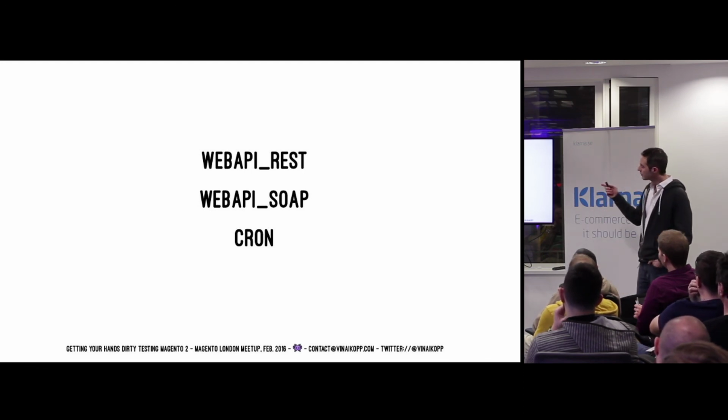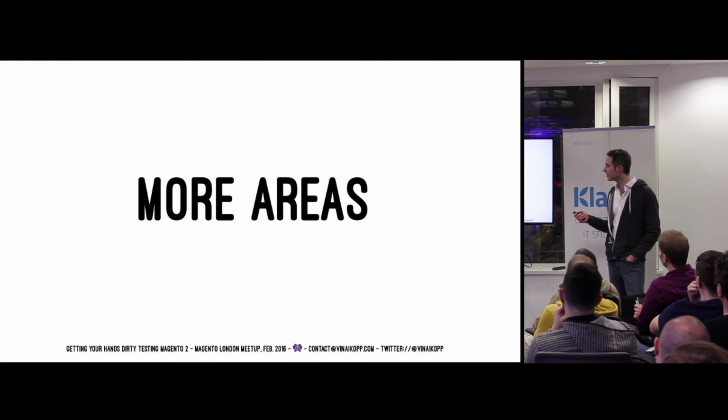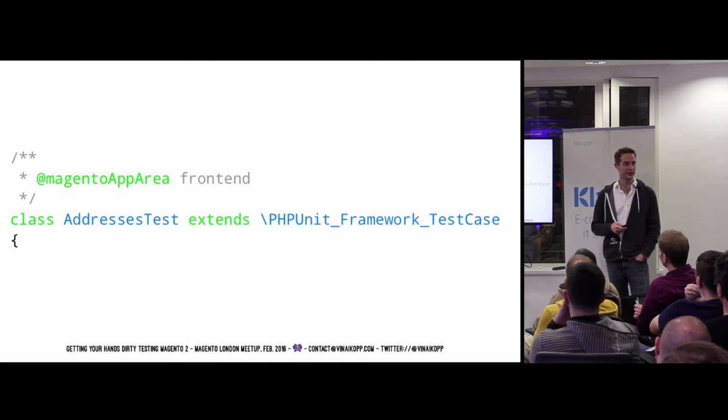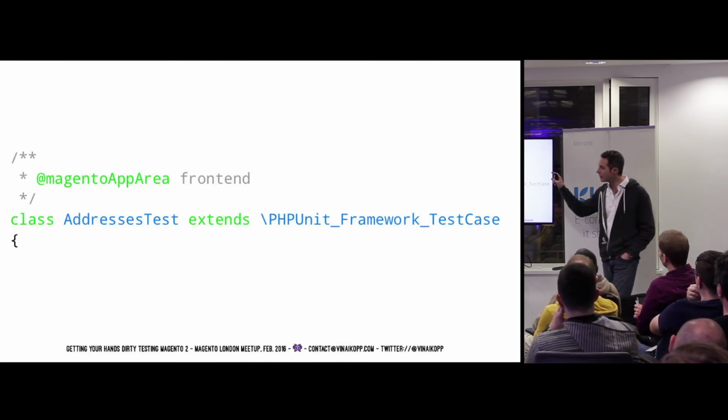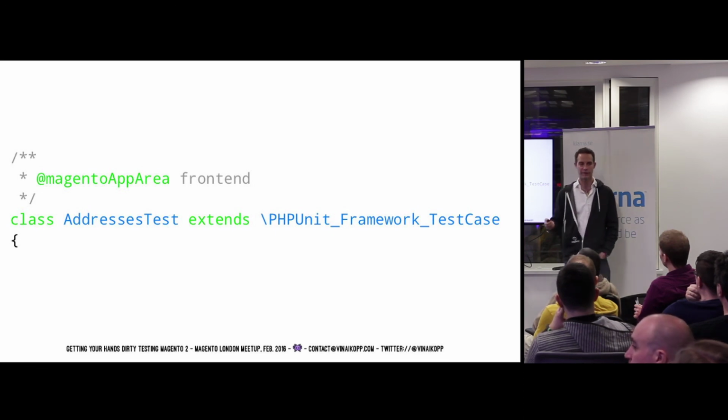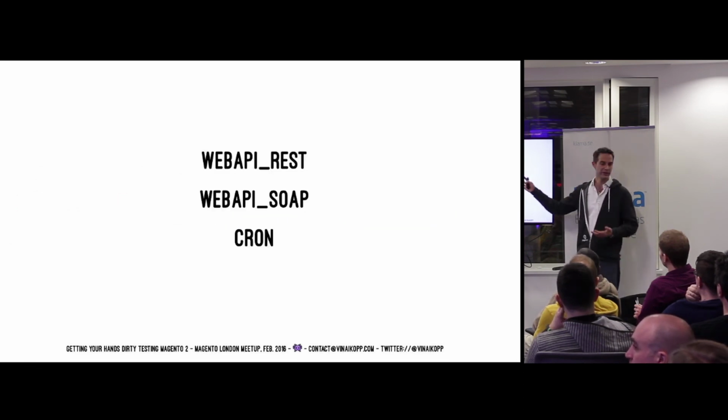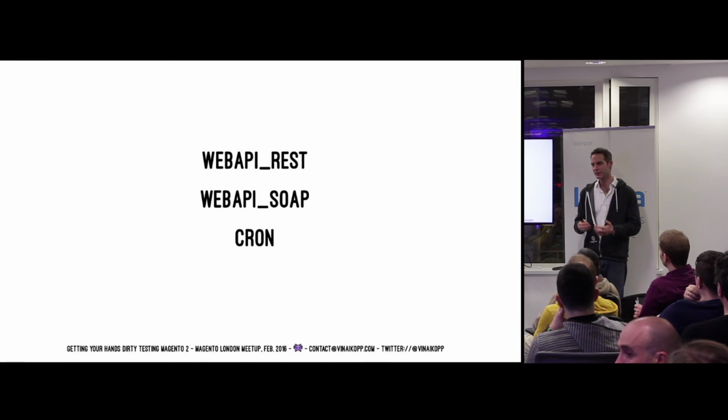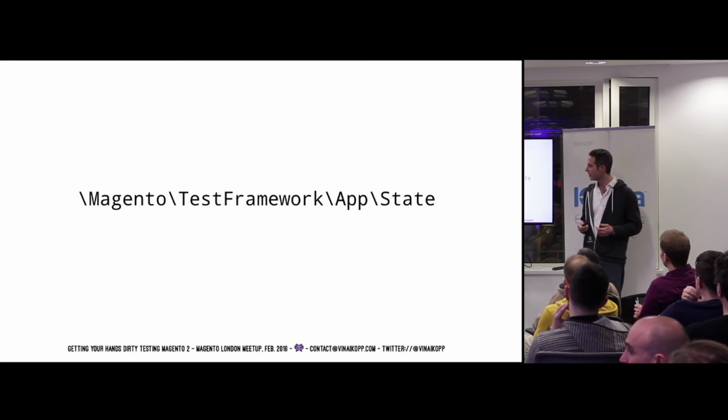However, it's not possible to use these areas with the Magento app area annotation, because this area automatically loads the design config for some reason, and these don't use a design config. It doesn't really make sense here. So trying to use those just throws an exception. So we have to do that manually in the code, right?